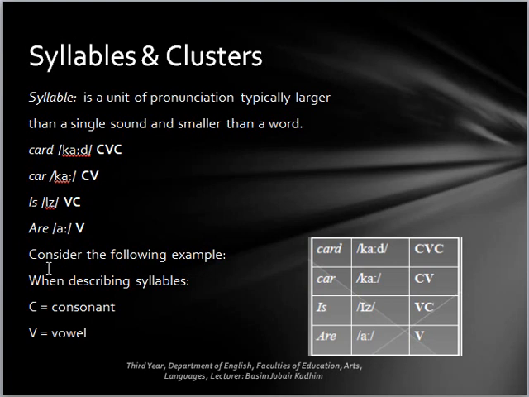Now consider the following example when describing the syllable CV. Here the C is the consonant, the V is the vowel. Combining both of them gives car. According to the phonotactic constraints or phonotactic rules of arranging sounds, phonemes, they give meaningful units.